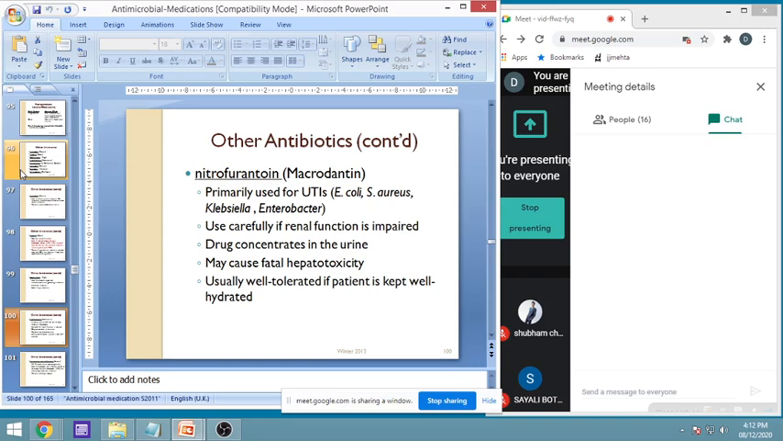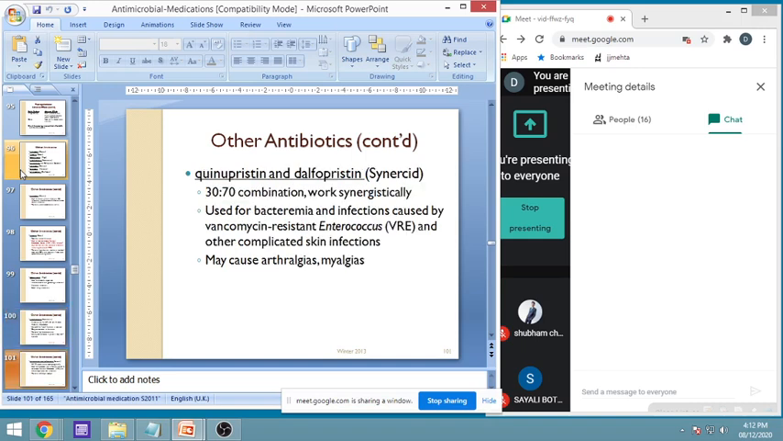So an example of this is nitrofurantoin. It is primarily used for urinary tract infections because it is not metabolized and it is excreted through urine. It should be used carefully if renal function is impaired. The drug concentrates in urine. It may cause fatal hepatotoxicity. The drug is usually well tolerated if the patient is kept well hydrated. So if a good amount of water is taken, then this drug will not cause many adverse effects, but it is reserved particularly for very typical cases where other, safer drugs are not useful.